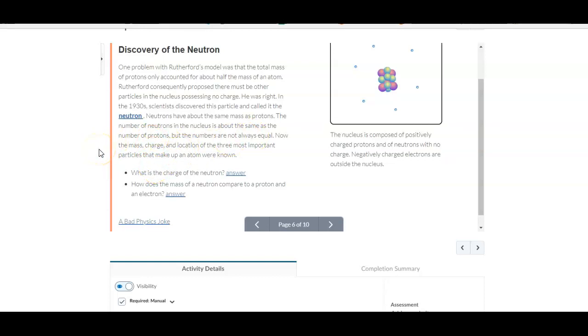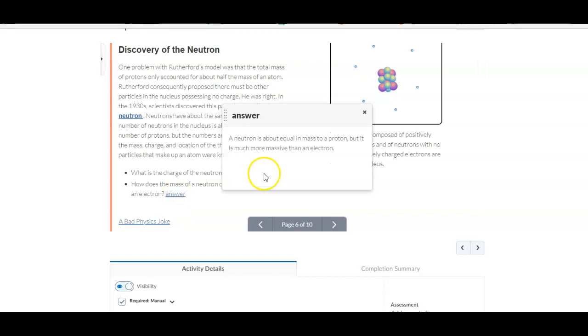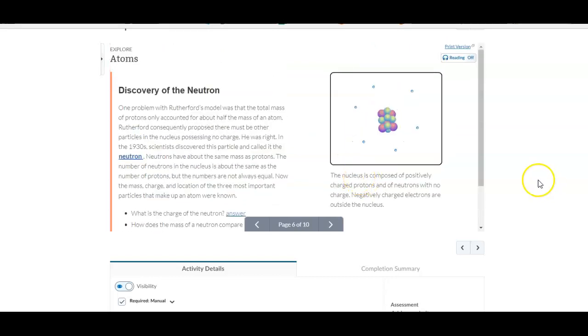So now the mass, charge, and location of the 3 most important particles that make up an atom were known. So what is the charge of a neutron? We know it is no charge. It's neutral, just like the beginning of the word neutron. How does the mass of a neutron compare to a proton and an electron? So we know that they're about equal to protons, about the same size, but they are more massive than an electron. All right, so here's an image giving you an idea of protons and neutrons together to form a nucleus and your electrons that are on the outside.